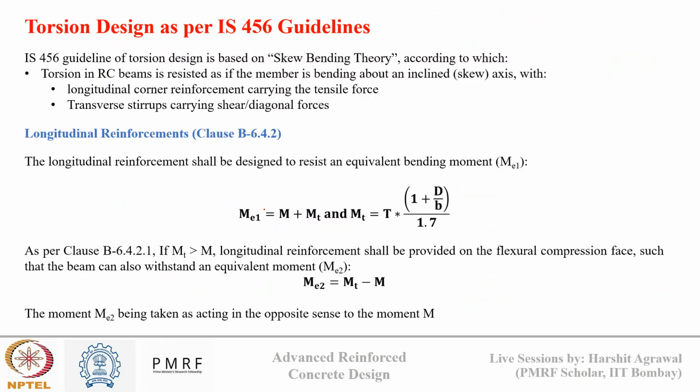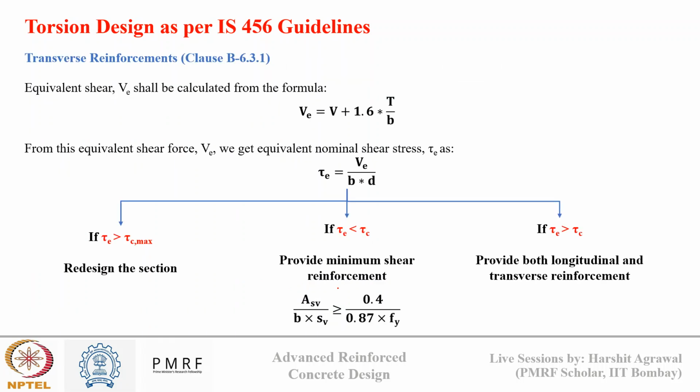We discussed the IS 456 provisions for torsional design. First, understanding how torsional moment is incorporated into an equivalent bending moment on the tension and compression side, if needed. On the compression side, if the moment generated due to torsion is more than the actual bending moment, then we need to provide reinforcement on the compression side also. Side face reinforcement is also needed if the depth of the section is greater than 450 mm.